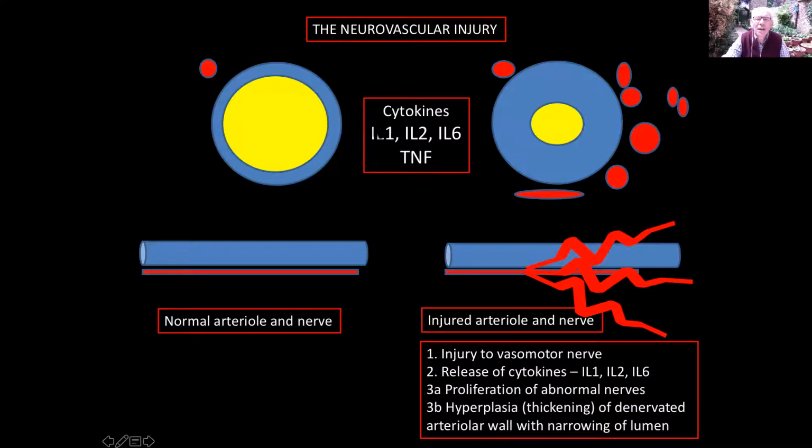That releases a soup or a shower or a storm of cytokines, which injures nerves, which causes nerves to regenerate from the proximal stump, and the wall of the arteriole to thicken, or what we call undergo hyperplasia, because this arteriolar wall is now denervated in comparison to the original normal situation. So there are 2 effects, one on the regenerating nerves and the second on the thickening of the vessel wall.